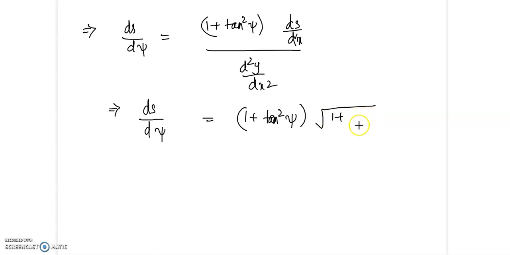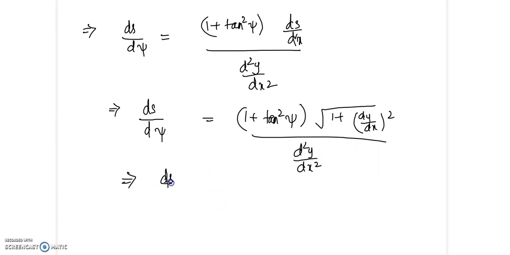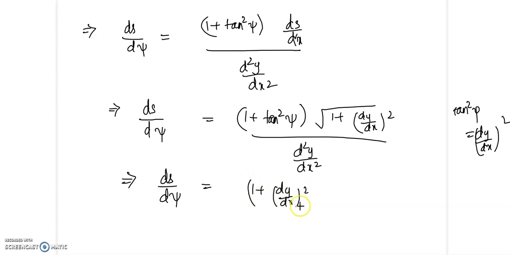That is what we proved in the last class. So 1 plus dy by dx whole square comes by d square y by dx square. So that is ds by d psi will be equal to 1 plus, again this is 1 plus dy by dx whole square. Now tan square psi will be dy by dx whole square. So when you combine these two, you get 1 plus dy by dx whole square whole power 3 by 2 by d square y by dx square.